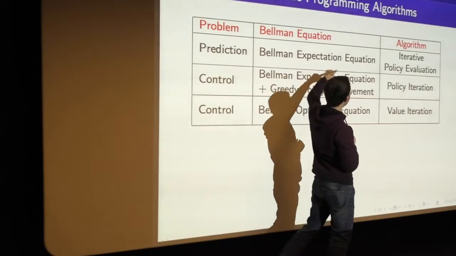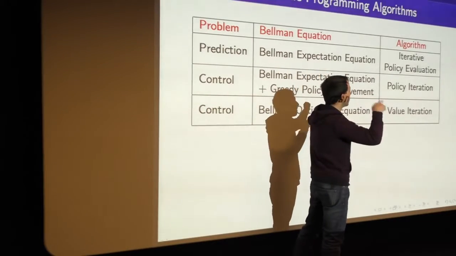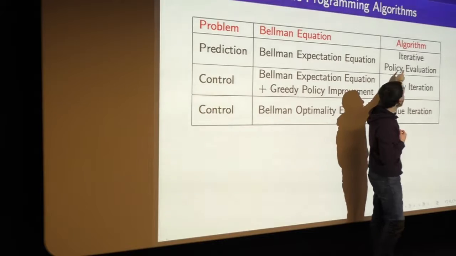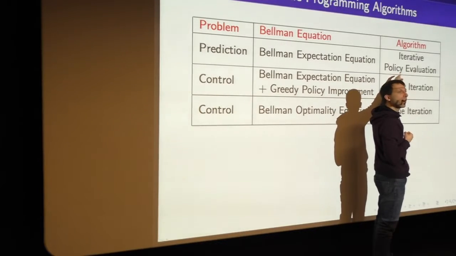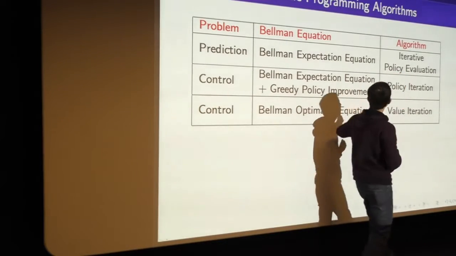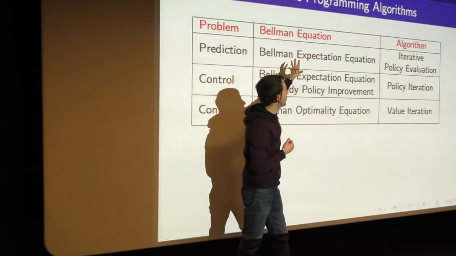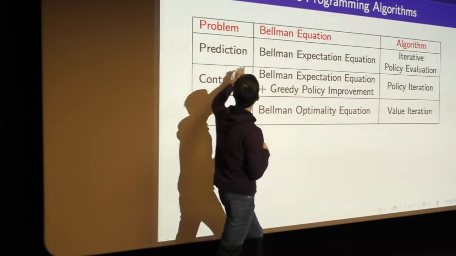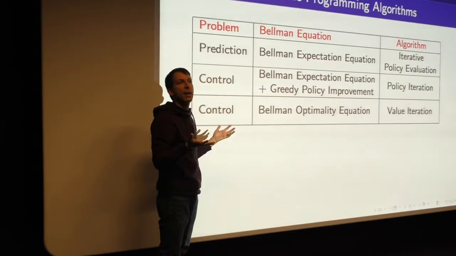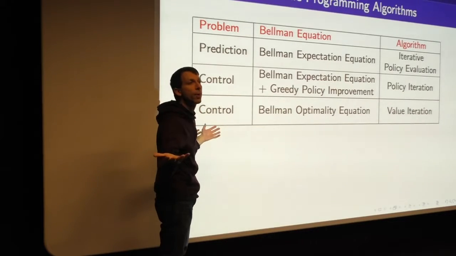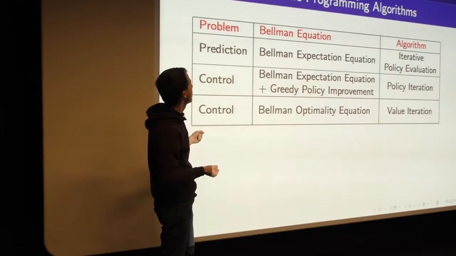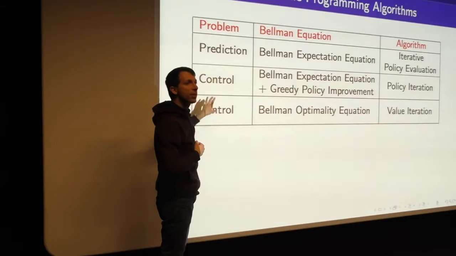And if we take that Bellman equation and turn it into an iterative update, then we end up with iterative policy evaluation, which was the first part of today's class. So you take the Bellman equation, you iterate it, and it gives you V pi. It tells you how much juice you're going to get from some given policy.